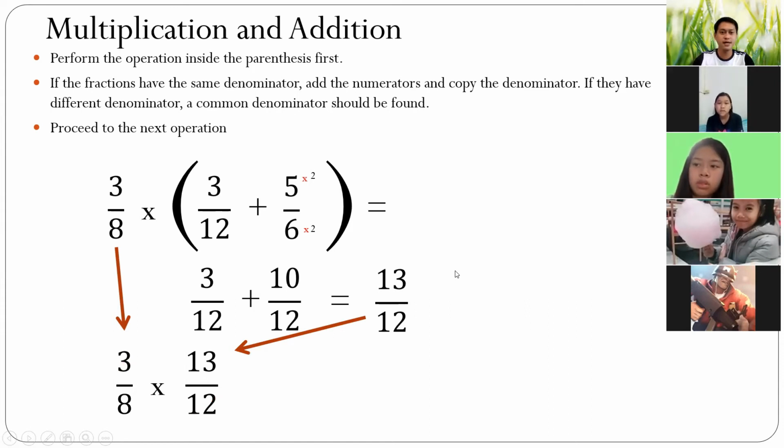So in multiplication of fractions, if we can cancel out numbers, we should do it first. So are there any numbers that we can cancel? 3 and 12. Okay, 3 and 12. We have 1 and 4. So are there any numbers we can cancel out? No more? Okay, so proceed. 1 times 13 and 8 times 4. What's your answer?